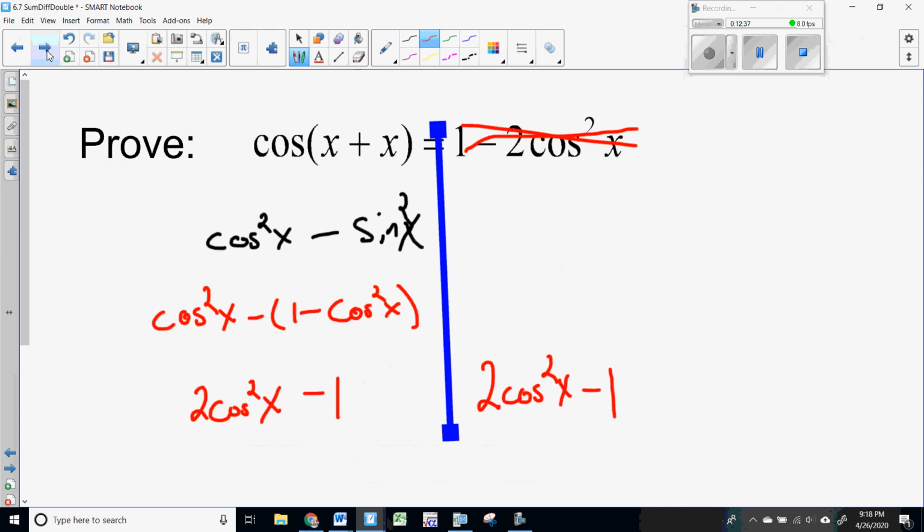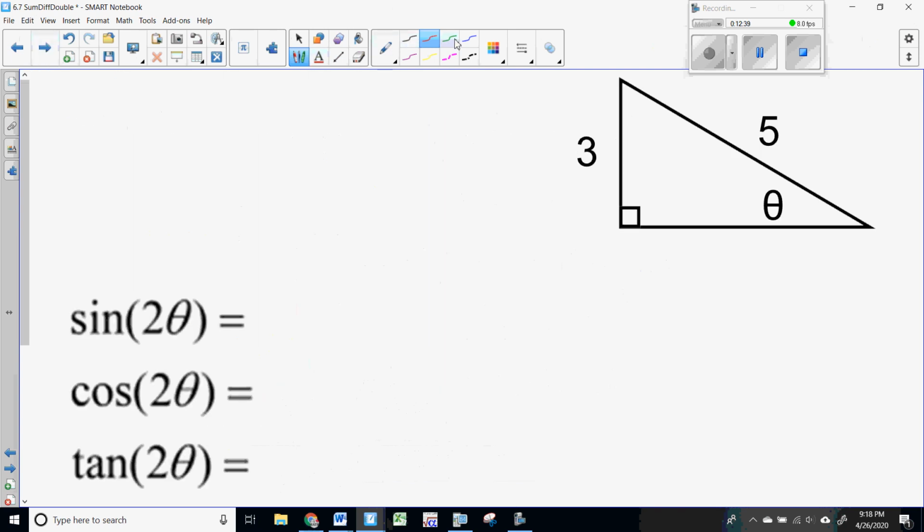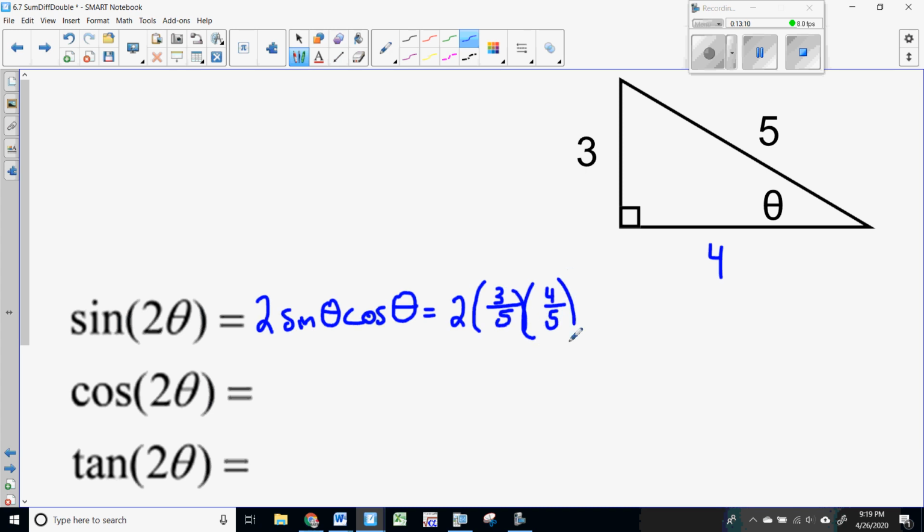The last thing we want to do is use these identities with a triangle. Let's say we have this right triangle. It's a 3, 5, so we know that this other side is a 4. We want to find what is sine of 2 theta. From our identities, this is going to be 2 sine of theta, cosine of theta. Sine of theta is 3/5, cosine of theta is 4/5. If we multiply that out, we get 24/25.